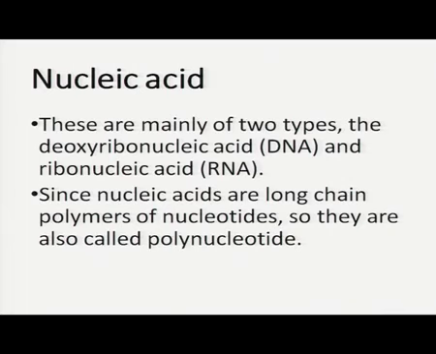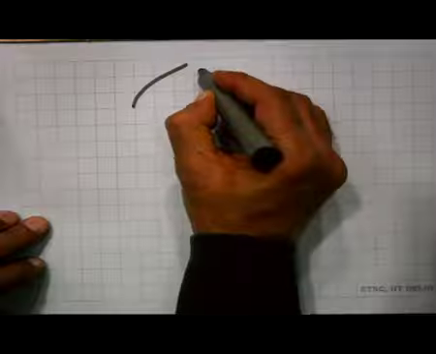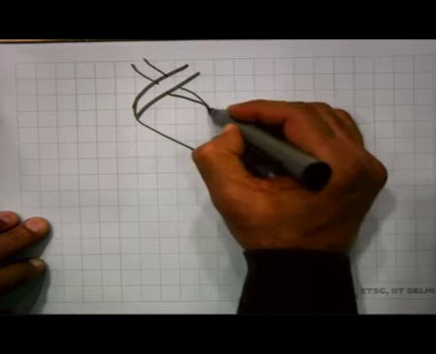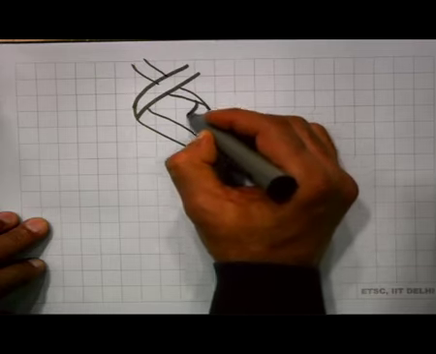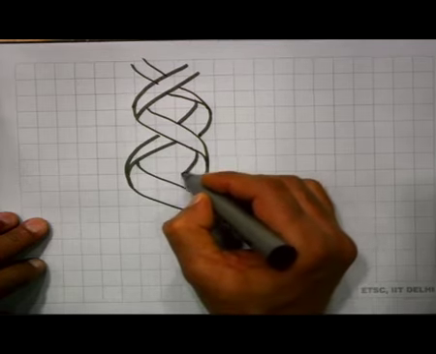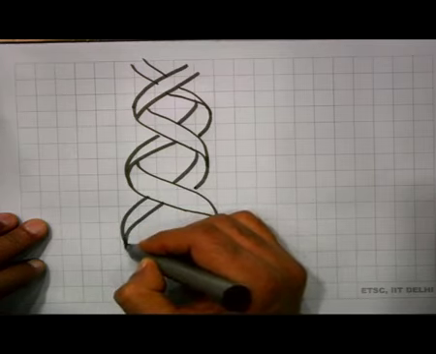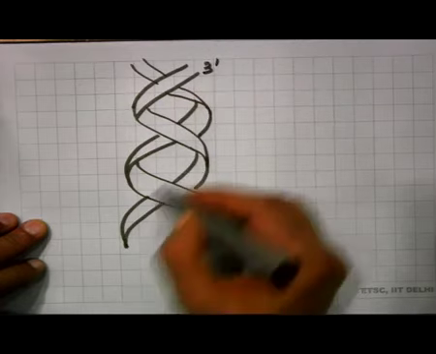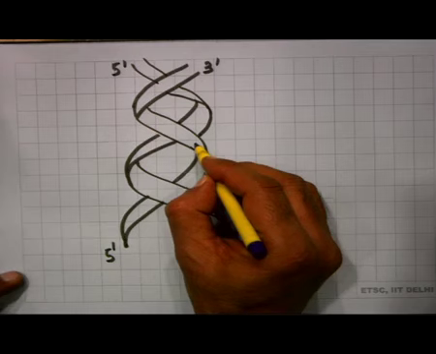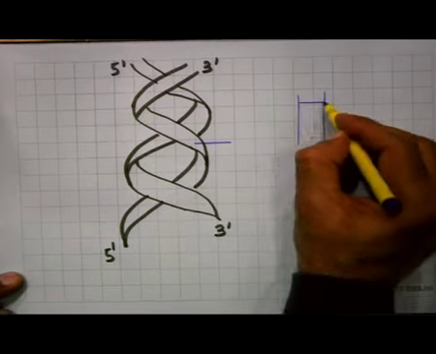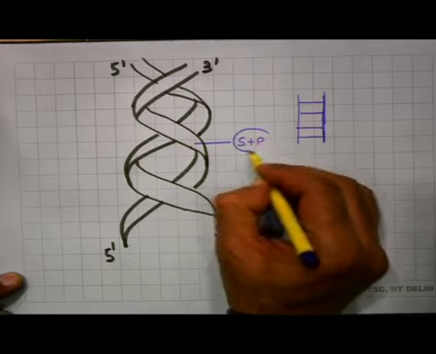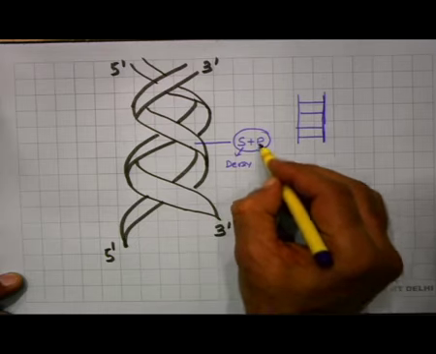Now, you see the structure of DNA is of this type, which is made by all three groups. Here is the 3 prime, 5 prime, here is the 3 prime, 5 prime. This is just like a ladder. The main bamboo of the ladder is this, which is made by sugar plus phosphate, in DNA that is deoxyribose and phosphate.